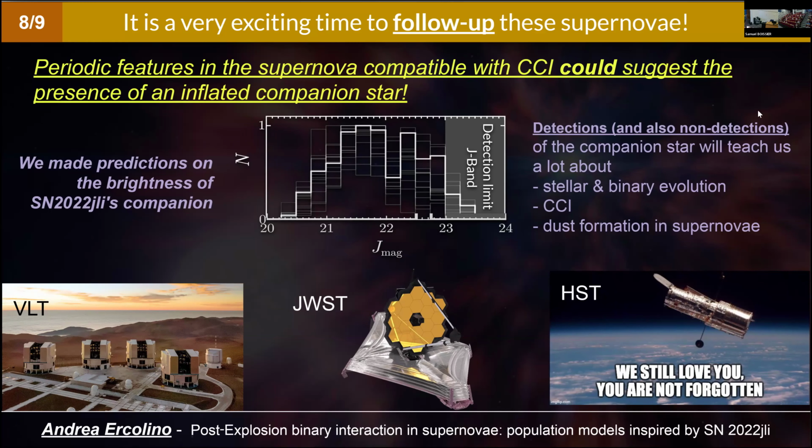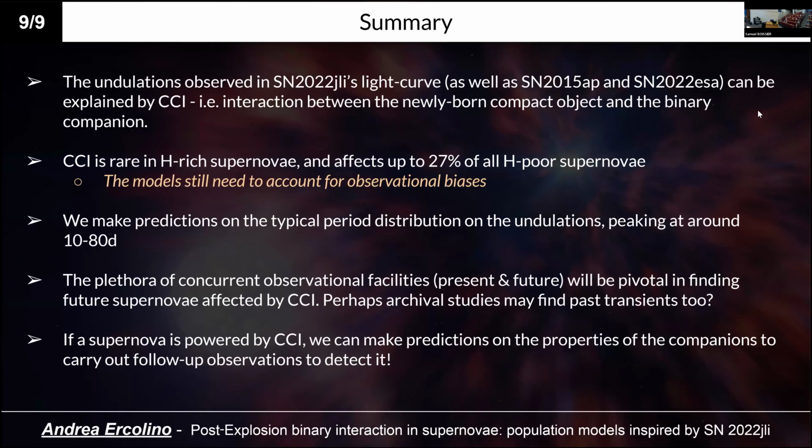And so if one then goes tomorrow, next week, within the next few years at best, and goes on the lookout for the surviving companion, we can learn a lot about, well, not only stellar evolution as a whole, but also whether or not this CCI, this interaction process, is actually modeled correctly, or also if there is perhaps dust formation which may actually prevent us from observing such a companion. And yeah, that's all I wanted to talk about, and thank you for your attention.